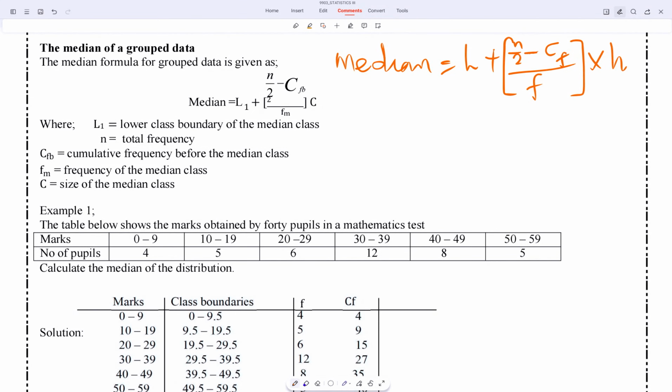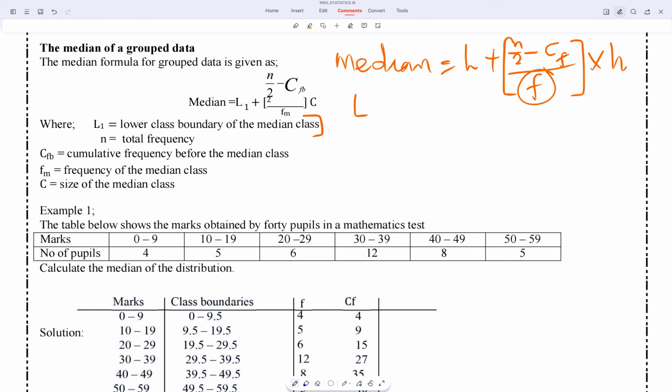Now let me explain what each of them means. L is the lower class boundary of the median class. N is the total frequency. CF is the cumulative frequency before the median class. F is the frequency of the median class, and H is the class size. I explained what class size means in the last video, so if you have not watched that, do well to check out what I explained there.